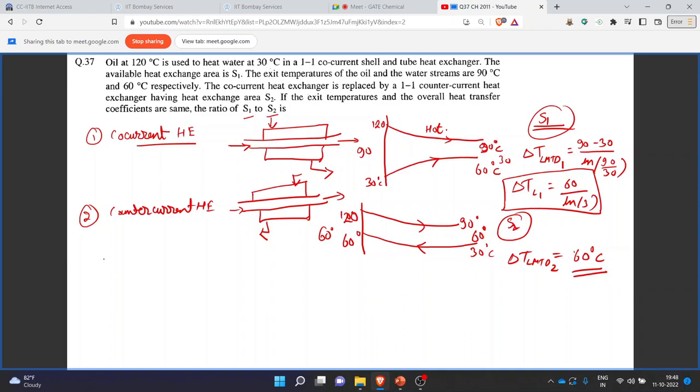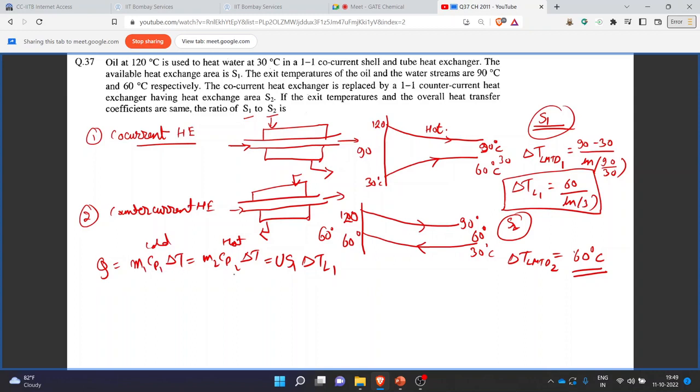For any of these heat exchangers we can write Q as m1 Cp1 delta T for the cold fluid, and similarly for the hot fluid it will become m2 Cp2 delta T, and this will be equal to U times area. Let's just consider it for the co-current heat exchanger, so the area was S1, and delta T LMTD, that is delta T L1. Now for both of these cases, the cold fluid inlet and outlet as well as the hot fluid inlet and outlet temperatures will remain the same. The other parameters such as the specific heat and the mass flow rate are also considered to be the same.